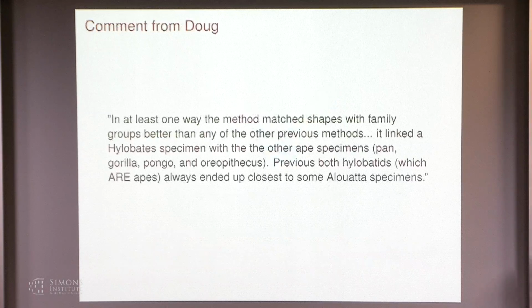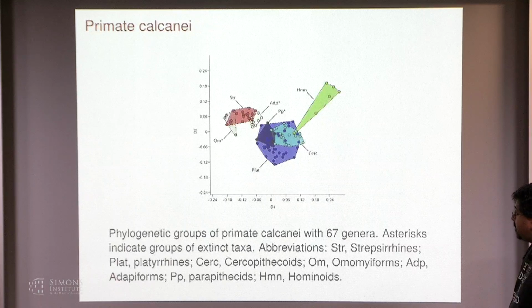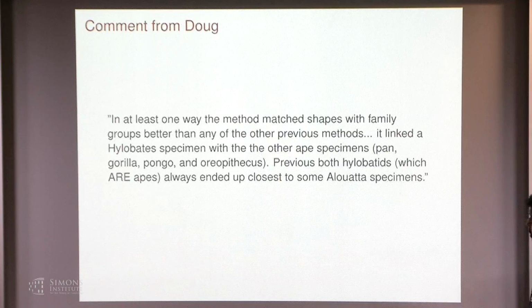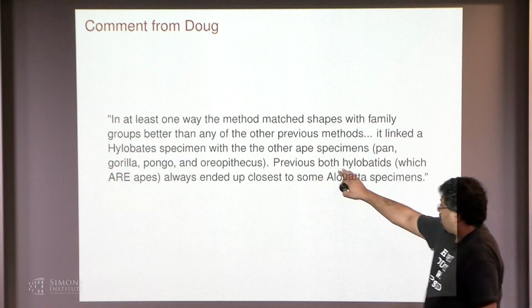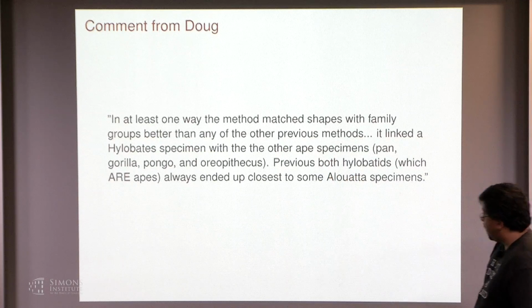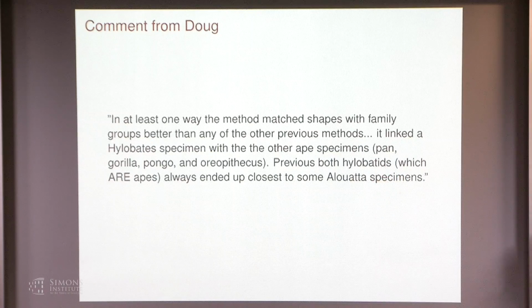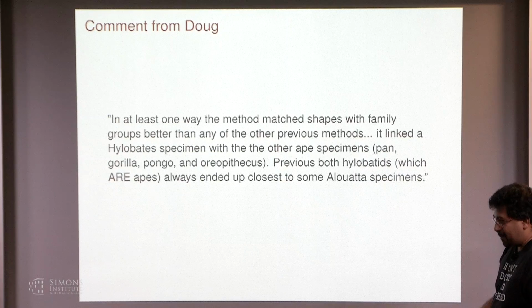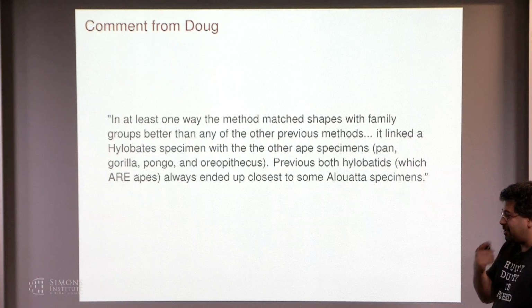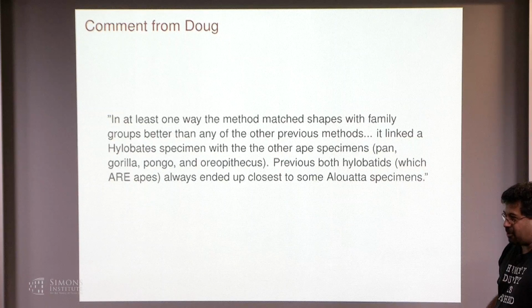Okay? Now I'll make 2 comments. One of the things that Doug told me is that, at least in one way, this was better, and that the hylobates were now matched with apes, and previously hylobates were with the aluata. So I got this email and I had no idea what it meant. Now it turns out, well, my wife is a biologist, so she explained this to me. She said the gibbons are now with the apes; before they were with the howler monkeys. So that made Doug happy.